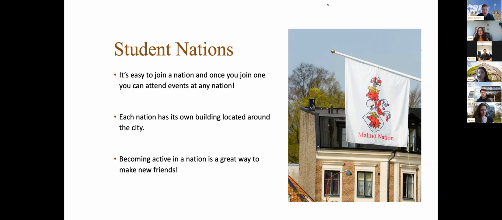And also one of the best ways for you guys coming in as international students, in order to build your new network and find new friends, is basically to become a member of a nation and become an active member in the nation, which basically means that you will volunteer and work for the nation, and then you will meet a lot of people, both international and Swedish people, and that's a very good way to meet and make new friends.